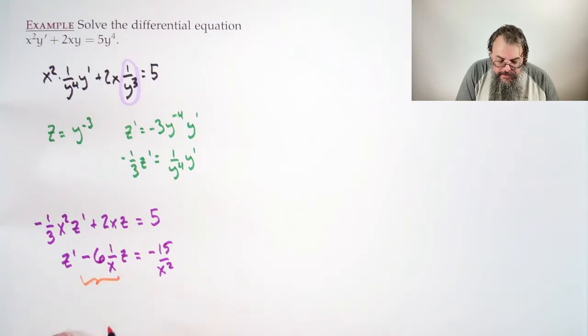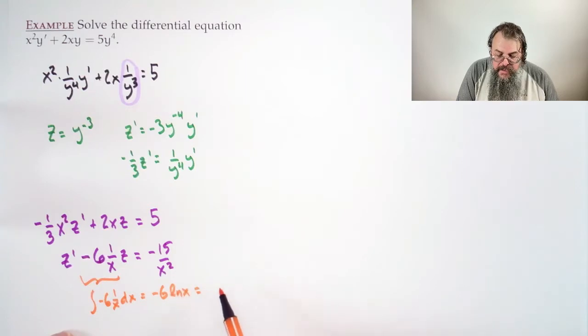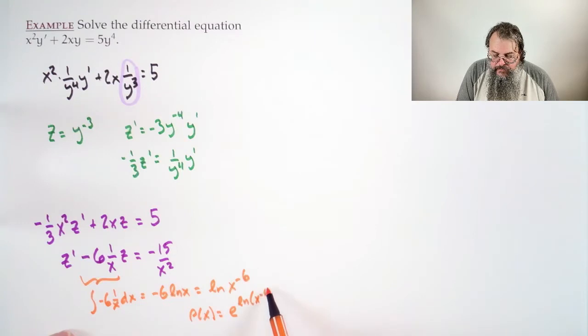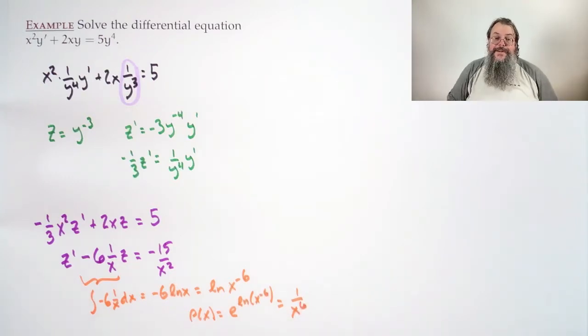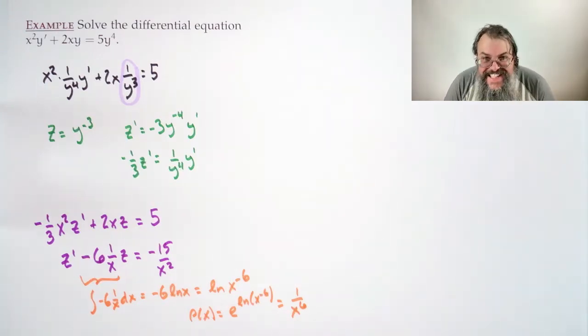So we grab the term. We're going to integrate that. Don't forget the minus comes along with that. And we see, this is very predictable. We see things like this all the time. So this is the natural log of x to the power negative 6. So our integrating factor will be e to that, which is x to the minus 6, or if you like, 1 over x to the 6th power. Well, it is what it is.